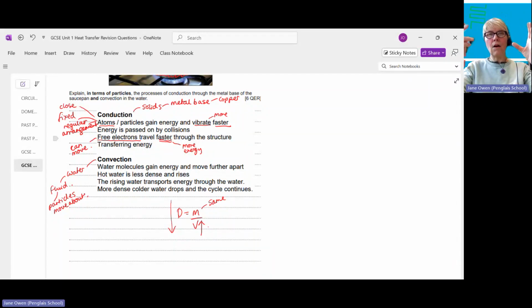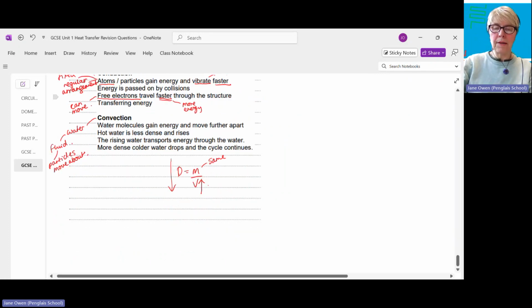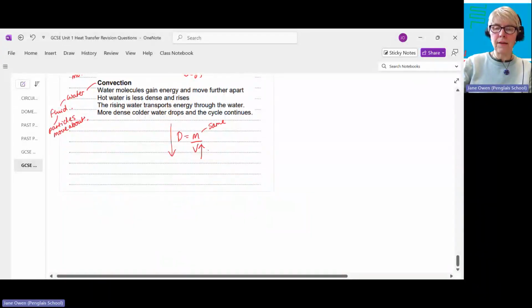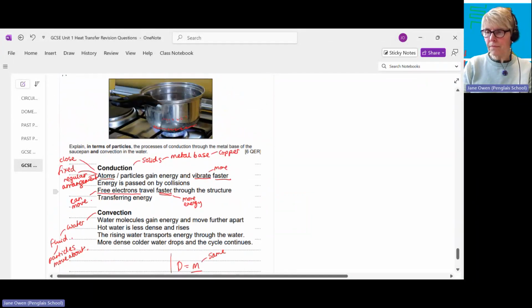And the rising hot water then forces the colder water to sink, because it's more dense, and take the place of where the hot water was. And then it kind of heats up the whole substance.